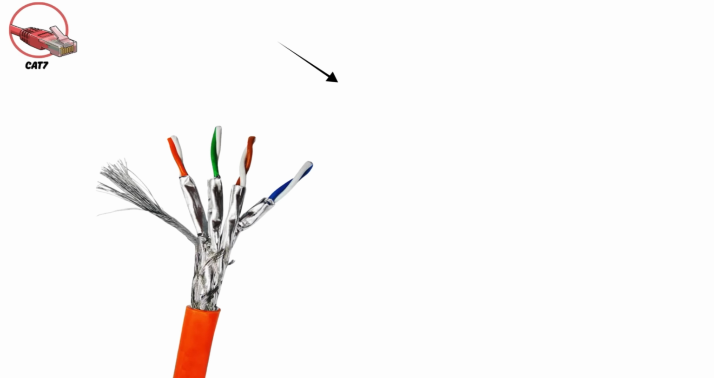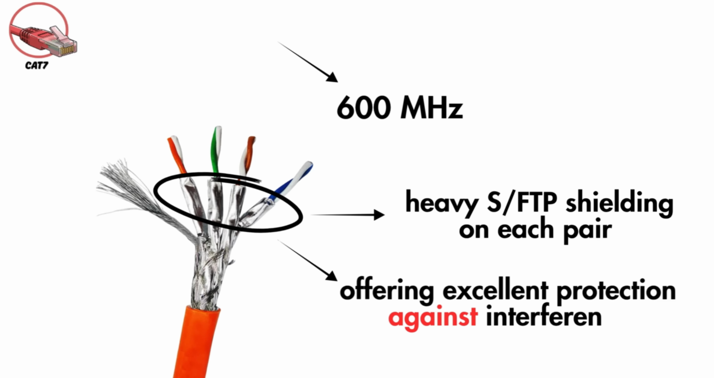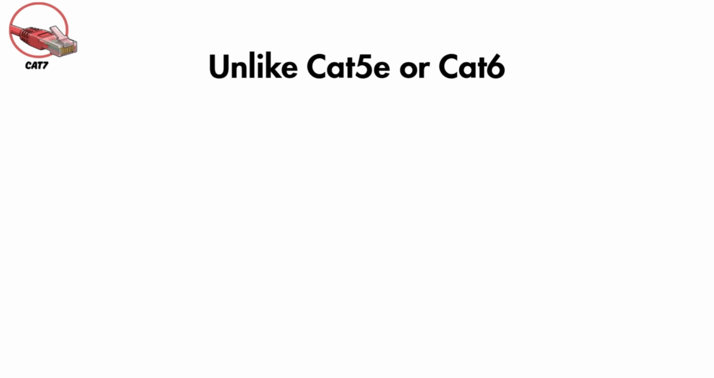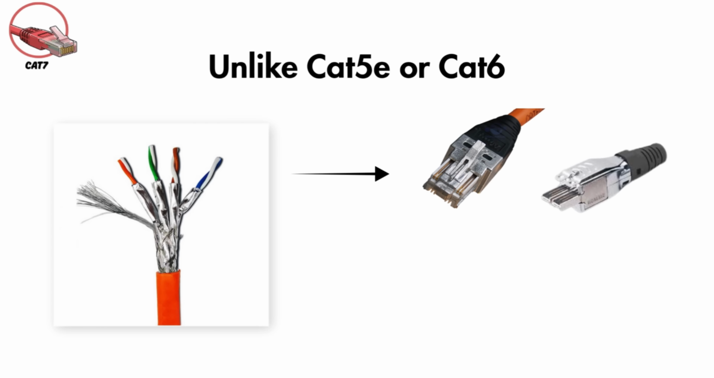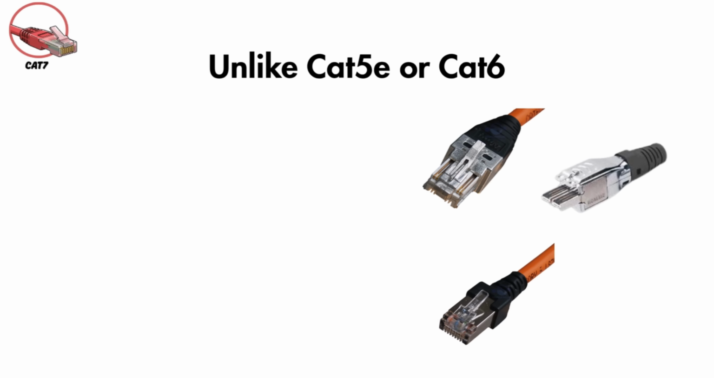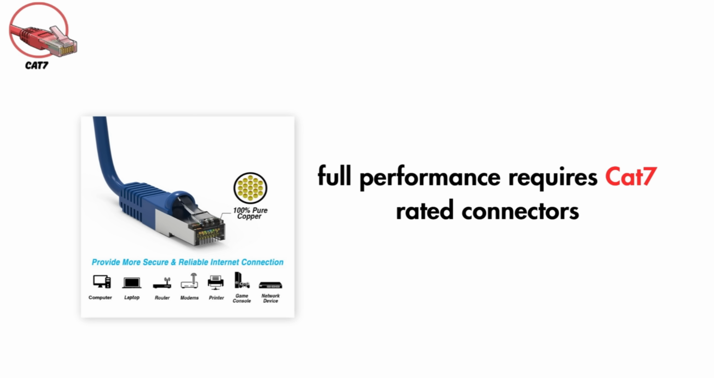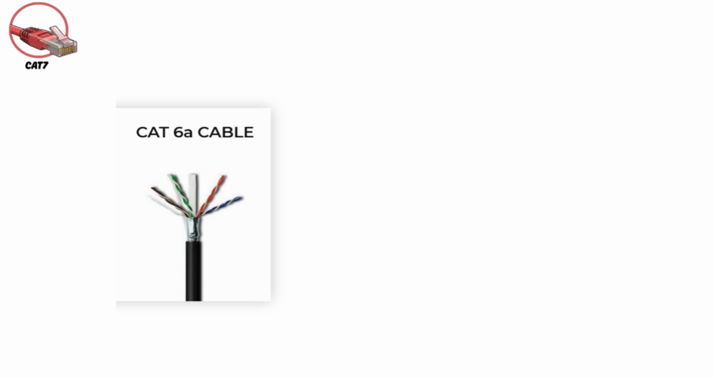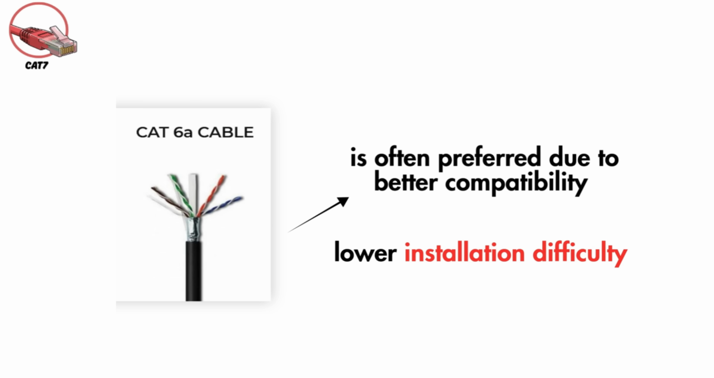With a bandwidth of up to 600 megahertz and heavy S/FTP shielding on each pair, it offers excellent protection against interference and alien crosstalk. Unlike Cat 5e or Cat 6, Cat 7 uses special connectors such as GG45 or TERA instead of the common RJ45. While it can work with older equipment, full performance requires Cat 7-rated connectors in hardware. Today, Cat 6A is often preferred due to better compatibility and lower installation difficulty.